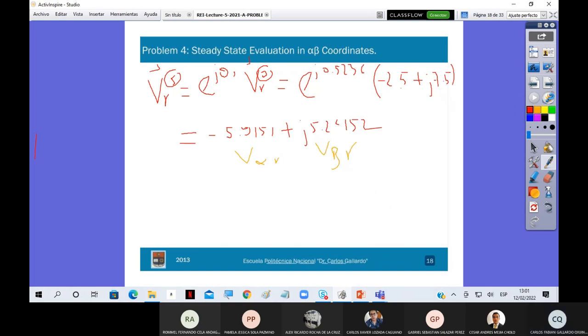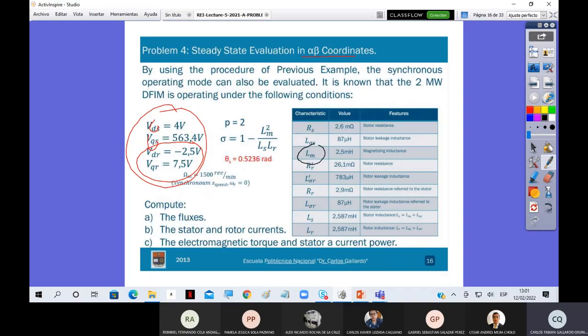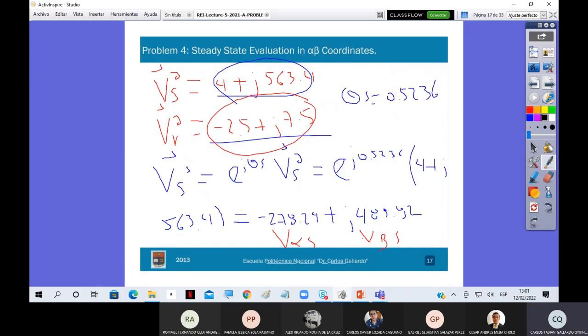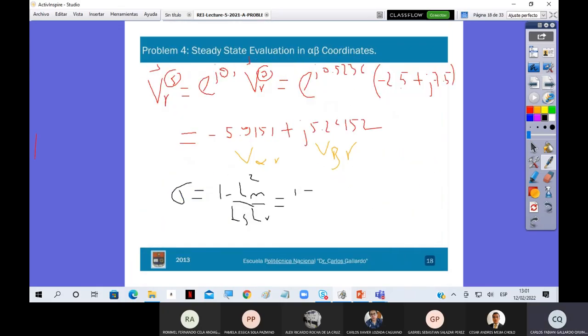Okay. What else? The leakage coefficient is equal to 1 minus the magnetizing inductance squared over the stator inductance times the rotor inductance. So this is equal to 1 minus, I will have the magnetizing inductance. This is data from the manufacturer. I need the magnetizing inductance, the stator inductance, and the rotor inductance.